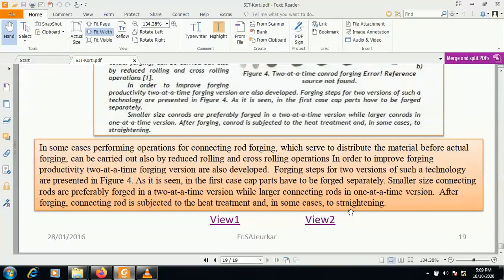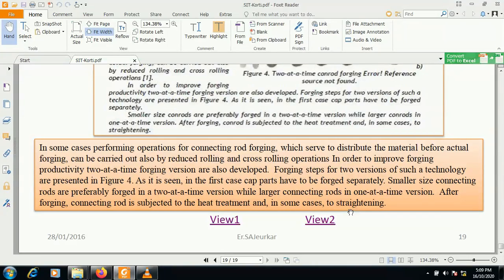In order to improve forging productivity, a two at a time forging version is also developed. Means at a time two spanners. The video we have seen is based on the manufacturing of two spanners at a time. Likewise, two connecting rods we can manufacture. The forging steps for such a two at a time technology are presented in the figure.